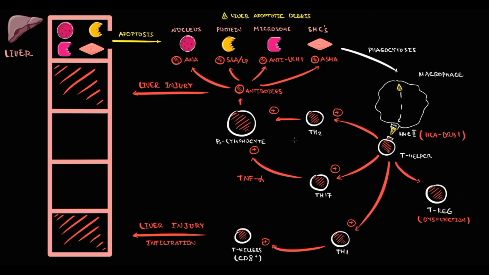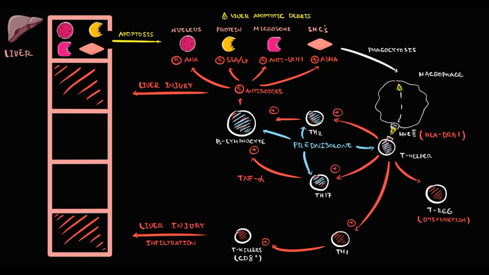The reason is that corticosteroids such as prednisolone induce apoptosis of lymphocytes. And because lymphocytes are the key players in pathogenesis, with decrease in lymphocytes, the severity of inflammation decreases. And the lower the inflammation, the less severe is the injury to liver tissue.